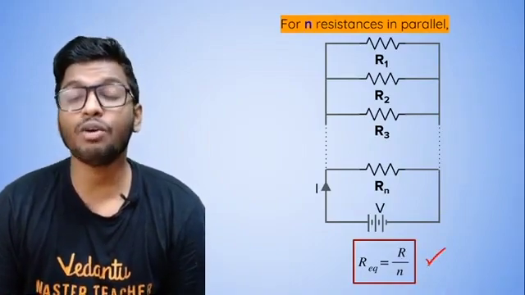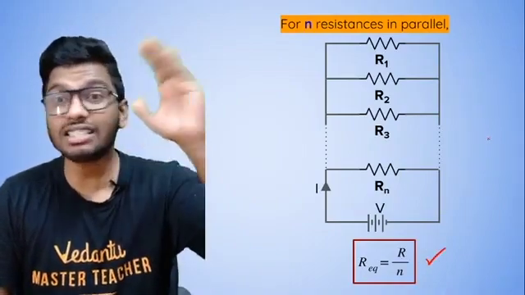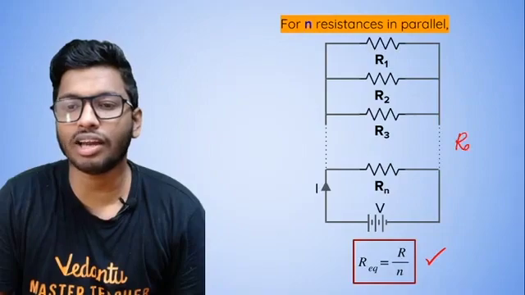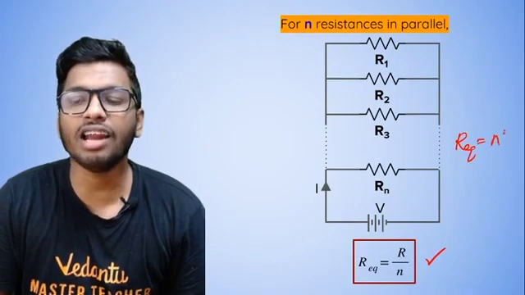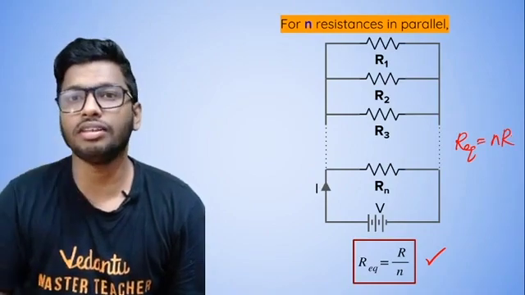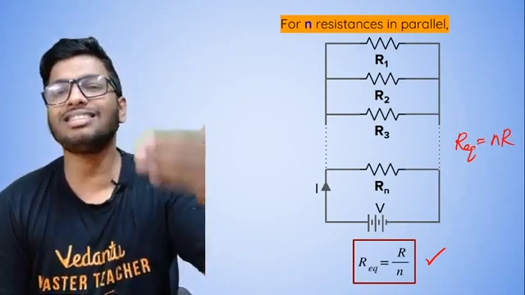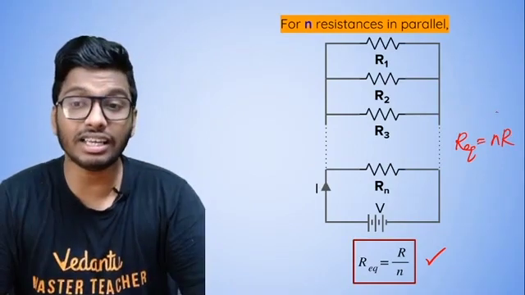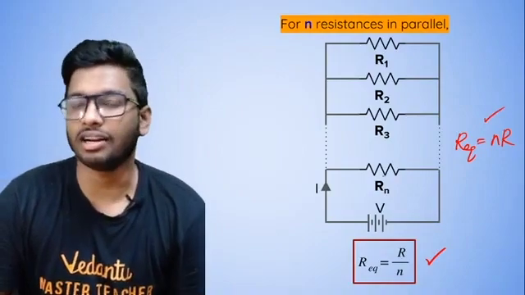Now in a series connection, if you remember, I told you that R equivalent in a series connection is NR. So the number of resistors into the value of the resistance. Here it's R by N. This is for series. This is for parallel connection.